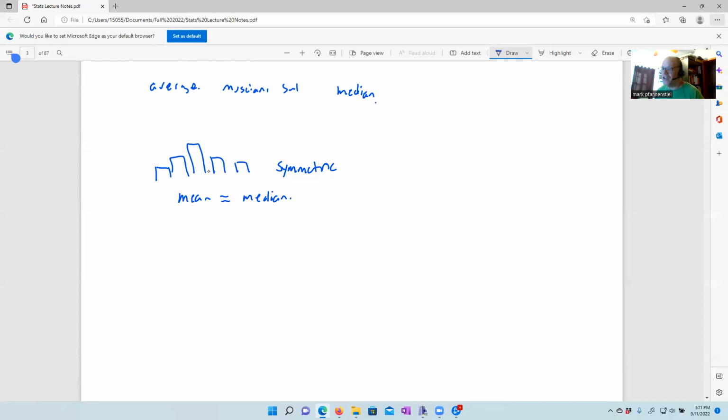Then we have skew. Okay, so if we have a histogram, okay, and we have say this histogram, we've got some observations that are way over here. This part here is called the tail.